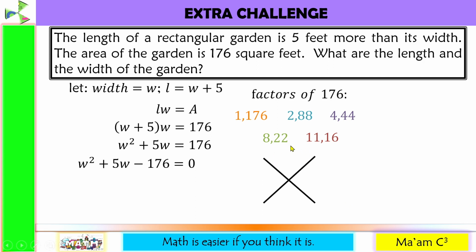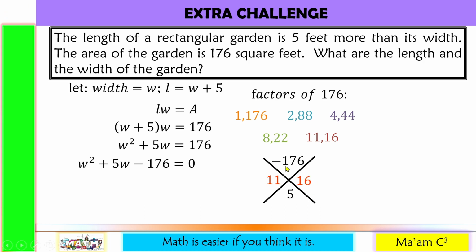The one that we put on top is the constant term, negative 176. And at the bottom is the numerical coefficient of the linear term. So we have positive 5. Now think, which of these 5 sets of factors will give you 5 when you add them? The answer is 11 and 16.